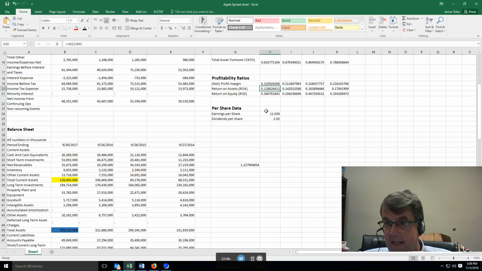That gives us an idea of how well of a job Apple is doing turning their assets into net income or profits. And they're doing that at about a 12.8%, 12.9% return on their assets. Another very, very good number. Okay. Finally, we have return on equity.